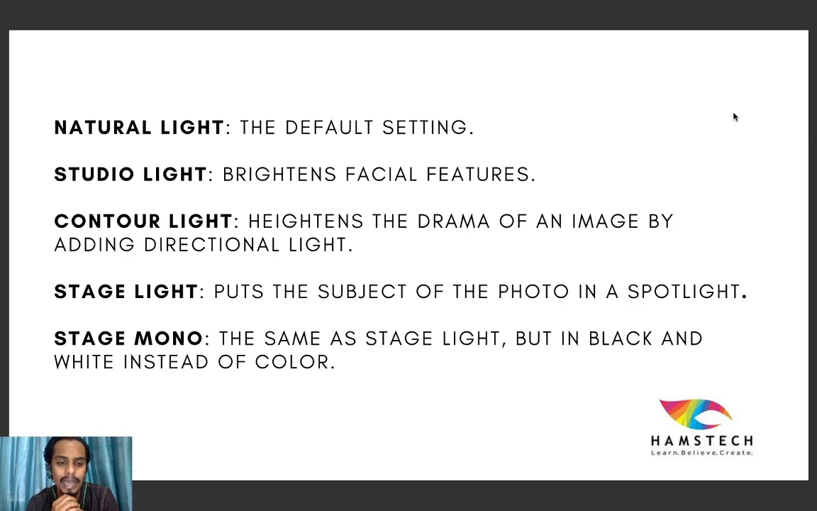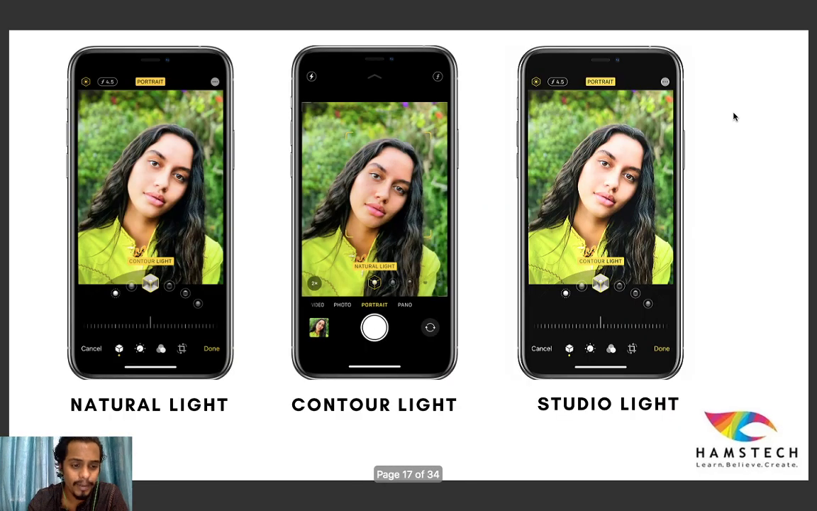Then comes stage lighting, which is a spotlight essentially. It will make you look as if you're standing in a studio with a black background behind you. Then comes stage light mono. It is the same as stage lighting, it's just monochrome. What I mean by monochrome is black and white. Now I'll show you a few examples. If you see, we have natural light, good features to your faces.